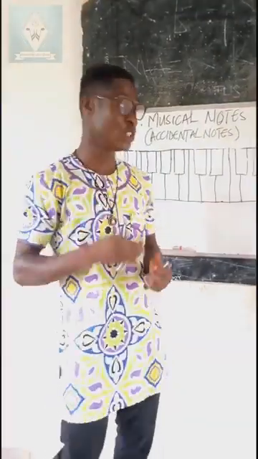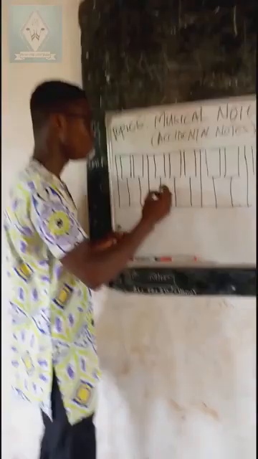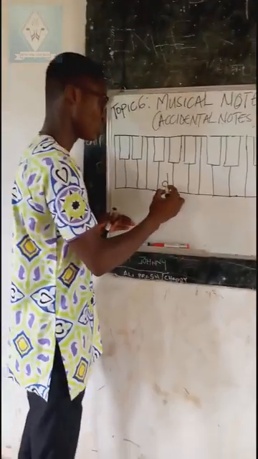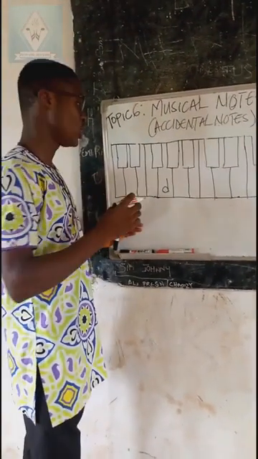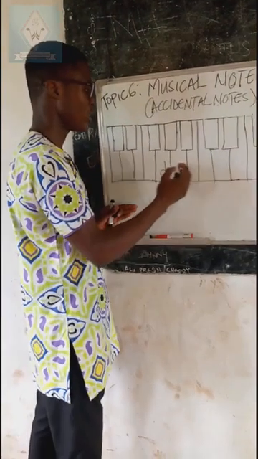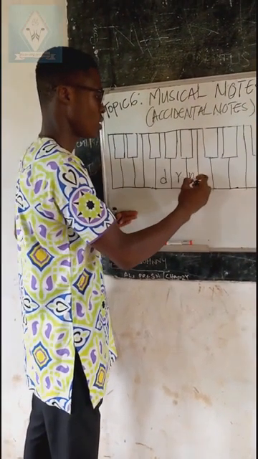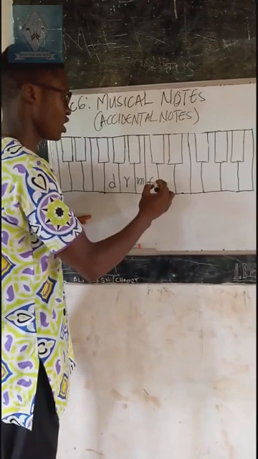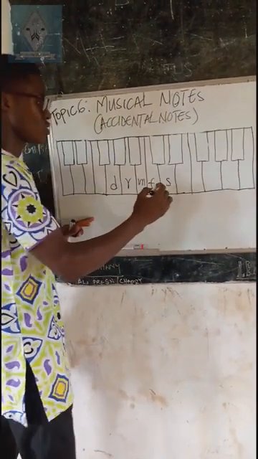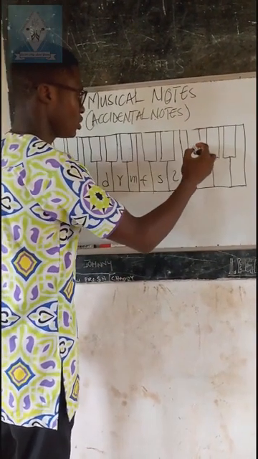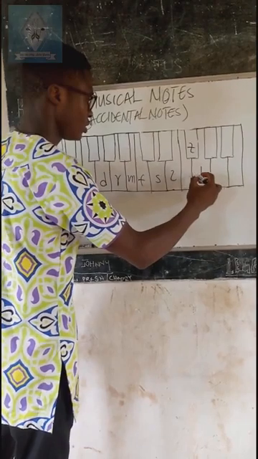Now playing on key G, our do will be on key G because do is our key note. Now from do to re is a tone. Re to mi is a tone. Mi to fa is a semitone. Fa to sol is a tone. Sol to la is a tone. La to ti is a tone. And ti to do is a semitone.